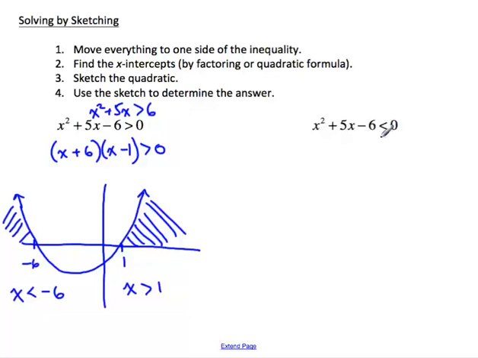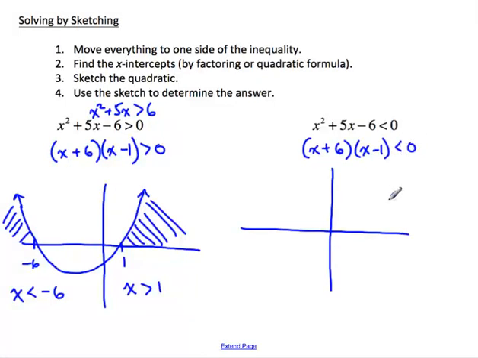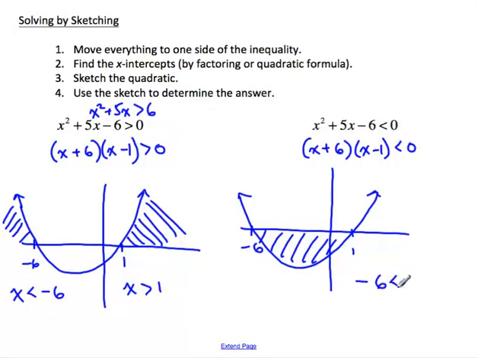If the question were slightly different and this was a less than sign, then we'd end up getting the same sketch because the parabola would factor in the same way, x plus 6 times x minus 1, but now we'd have less than 0, so the sketch looks the same until we draw the parabola. But now we're asking when is the parabola below the x-axis, so that's in here, and that would be -6 is less than x is less than 1. We're asking for numbers between -6 and +1, and that's how we would write it.